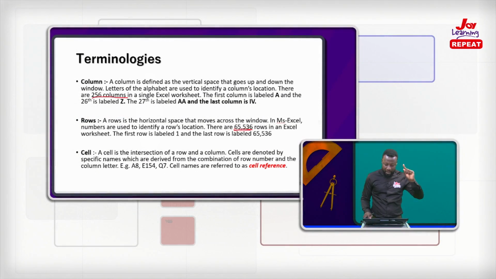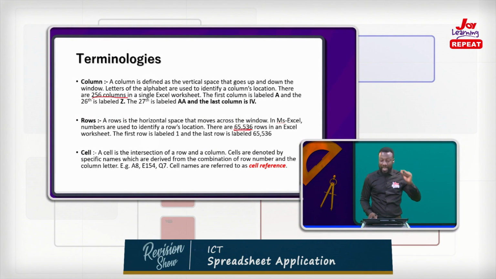Cells are denoted by specific names, which are derived from the combination of the row number and the column alphabet. Example, A8, where we know A belongs to the column, and the row is number 8. So we look at row 8 and column A, and we will be able to find this cell over there. And when we look at E154, we are talking about column E and row 154.